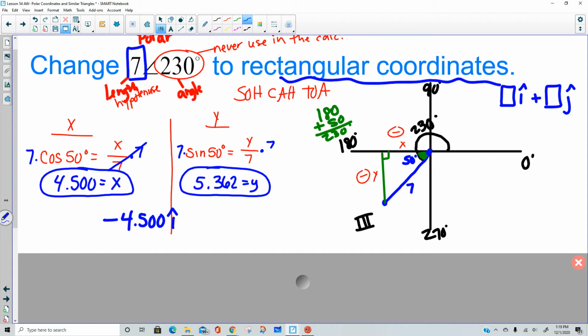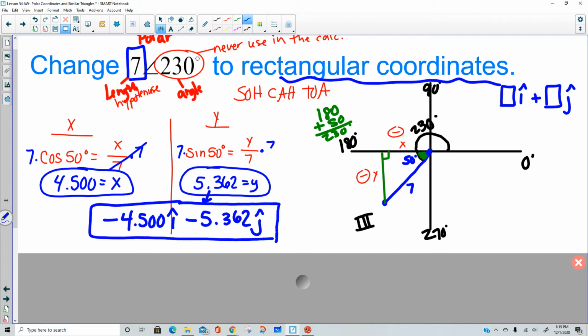4.500 i hat. All right, here we are right at the 90-degree angle. Now we go down. Down in terms of y is negative. So we say negative, then we go down this length, a little over 5.362, and we call that j hat. Instead of r's and u's, we're using i hat and j hat. The reason you're going to use i hat and j hat is to prepare you for your higher math and for physics, in which they use i hat and j hat.